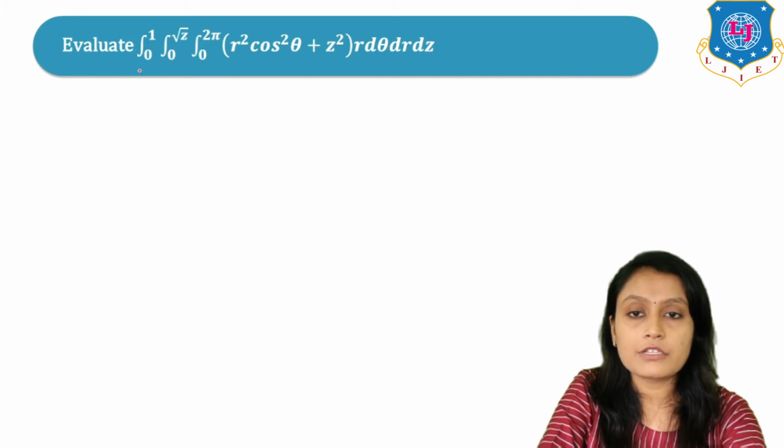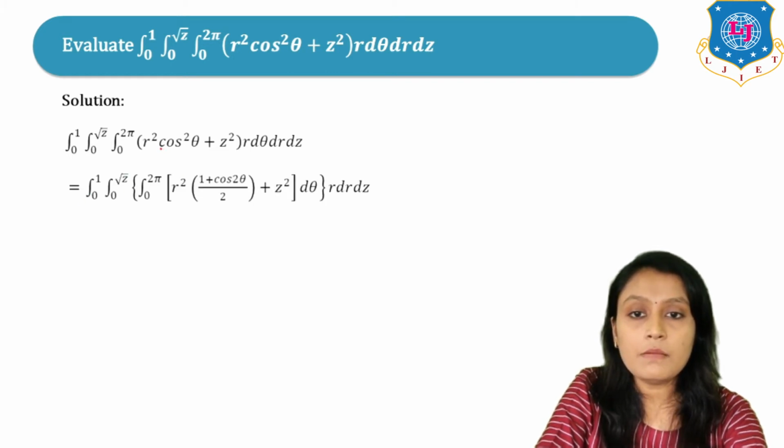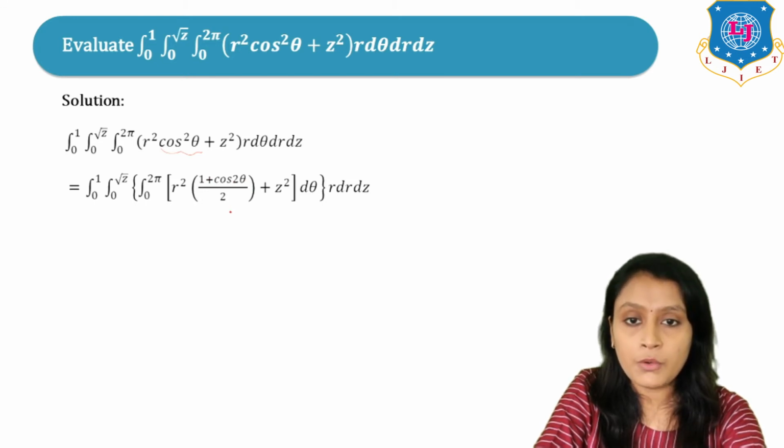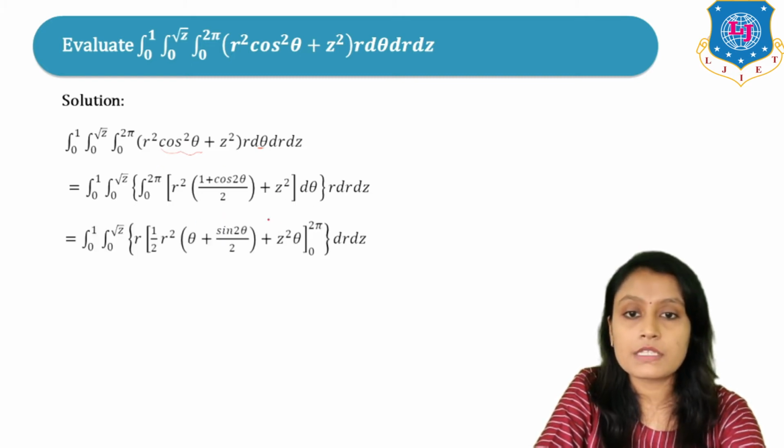Here we have triple integration from 0 to 1, 0 to under root z, 0 to 2 pi of (r square cos square theta plus z square) r d theta dr dz. So let's begin with the solution. Firstly, in place of cos square theta we will write (1 plus cos 2 theta) upon 2. We have to integrate first with respect to theta and keep r and z as constants, so r is taken outside, dr dz is taken outside, and d theta stays here.